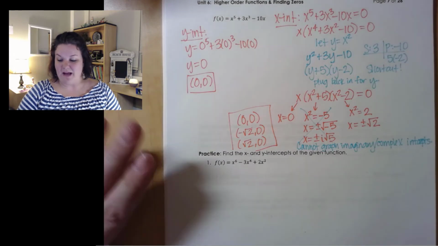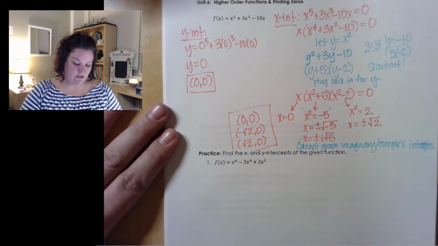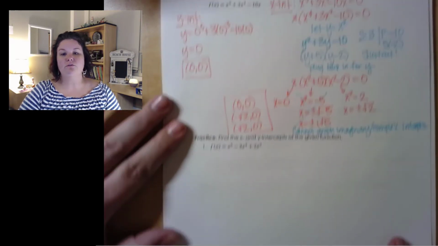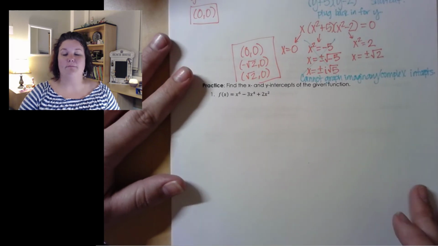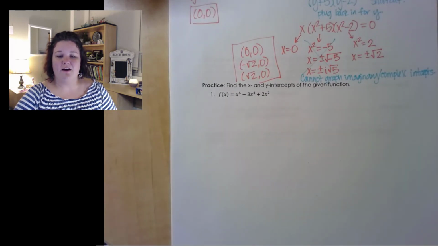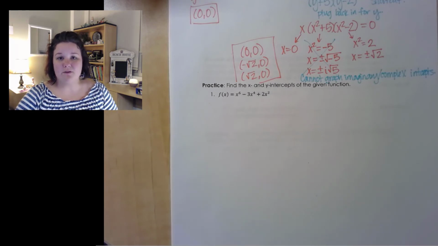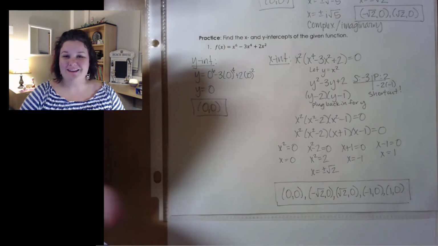All right, okay, so I believe there are two, yes, there are two for y'all to try. So go ahead and pause the video and find the x and y intercepts of both problems. Be sure to write them as ordered pairs, and then go ahead and unpause the video when you're ready to go through them and check yourself. All right, here we go.